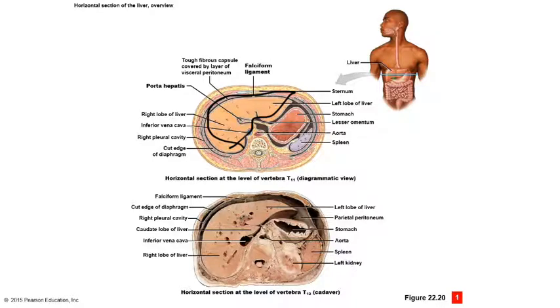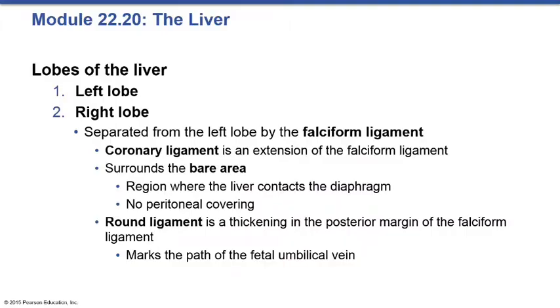There's a falciform ligament that I mentioned earlier, and you can see it is lying here. Here's the stomach and the spleen, just to give you some orientation, and just a glimpse of the pancreas is shown here. The lobes, the left lobe, the right lobe, these are separated by the falciform ligament. So that's a way to tell that.